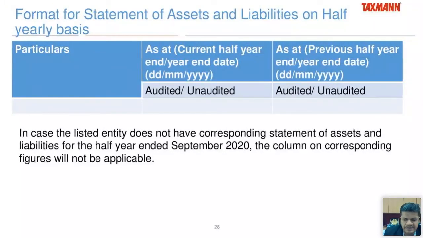Likewise, in case of the balance sheet, the format has been prescribed. So there are 2 columns: as at September 2021, that is the current half year end, and the previous half year end, that is September 2020. In this case also you have an exemption: for half year 2021 you don't need to furnish the balance sheet figures, the statement of assets and liabilities figures, if you don't have them, because again you may not have done a September closure as a debt listed entity.